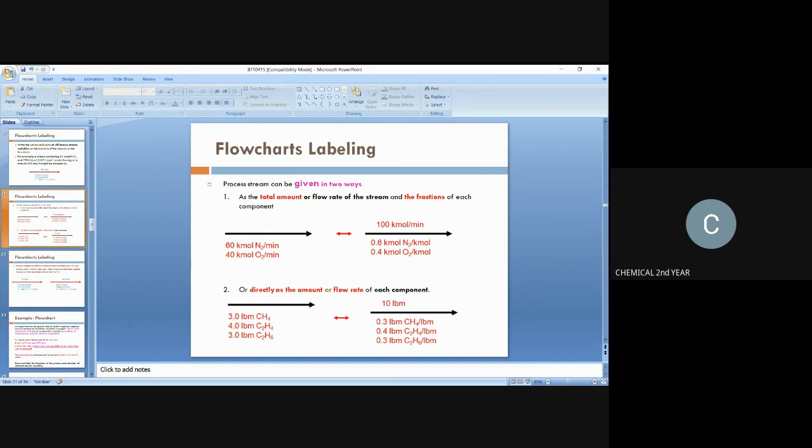3 lbm CH4, 4 lbm C2H4, and 3 lbm C2H6, which is similar to 10 lbm total, that is 0.3 lbm CH4 per lbm, 0.4 lbm C2H4 per lbm, and 0.3 lbm C2H6 per lbm.